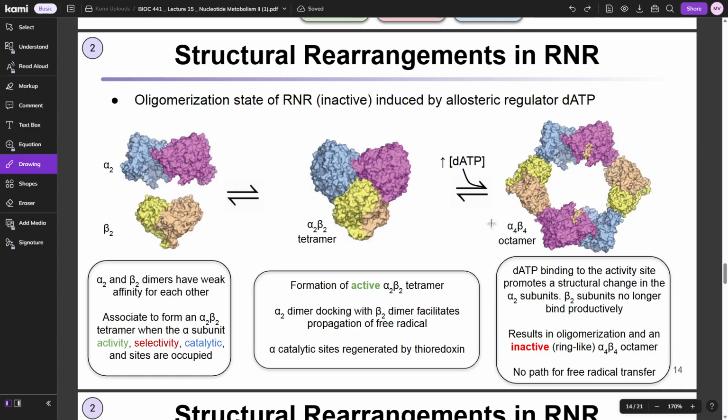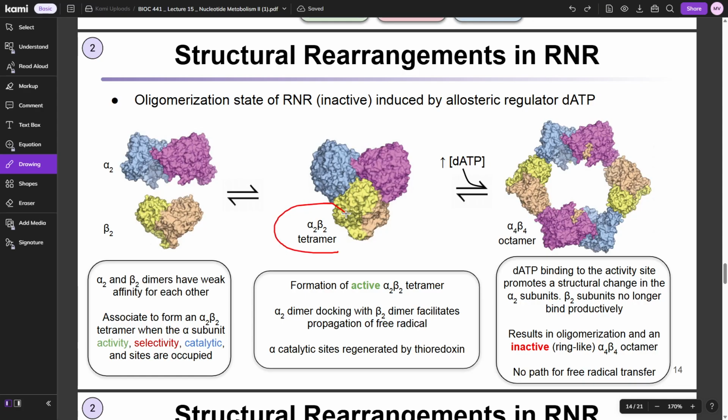Here are the oligomerization states. Tongue twister. This is here if you want to take a look at it. If I'm not mistaken, this is the inactive form. So the octamer is the inactive form. Basically, you take 2 of the enzymes and you slap them together. You're taking 2 RNRs, because one RNR is alpha-2 beta-2. When you take 2 of them and combine them, you get alpha-4 beta-4, and that's the inactive form.